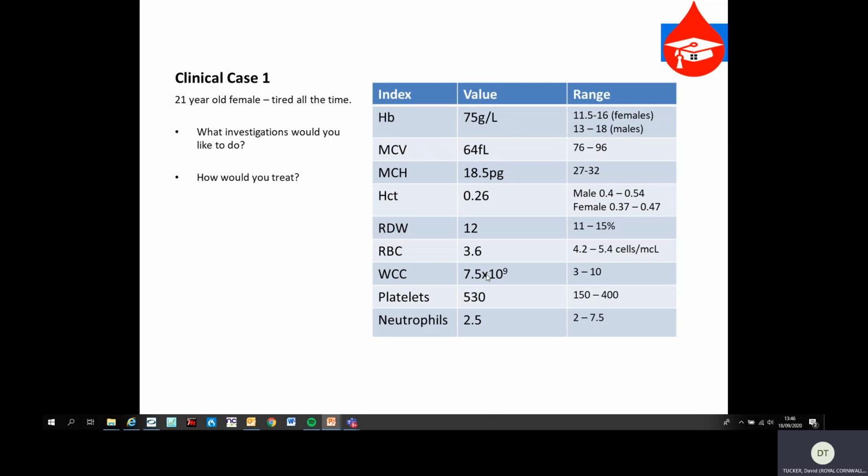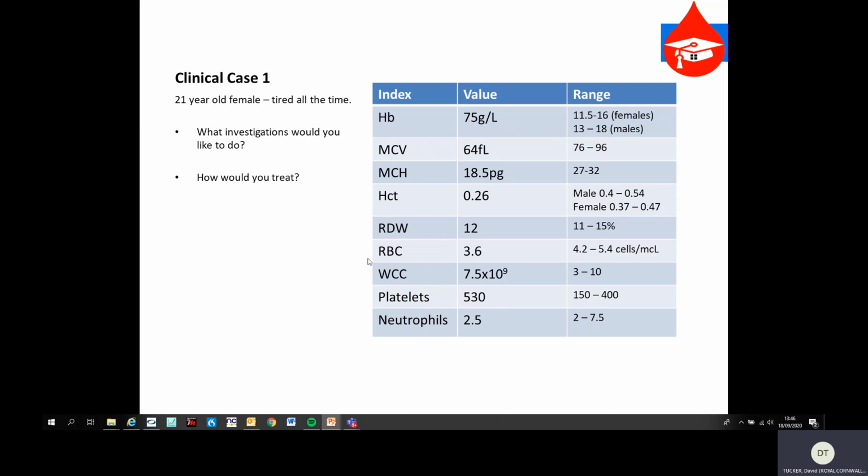Their white count is normal, so we think that this is probably not bone marrow failure. And their platelet count is normal, 530. Actually, it's high, not normal, it's high. That often goes with bleeding, actually. A high platelet count is sort of a compensatory thing. Bleeding, infection, inflammation, all can cause the platelets to be high. And the neutrophils, which are one of the white cells, are normal.